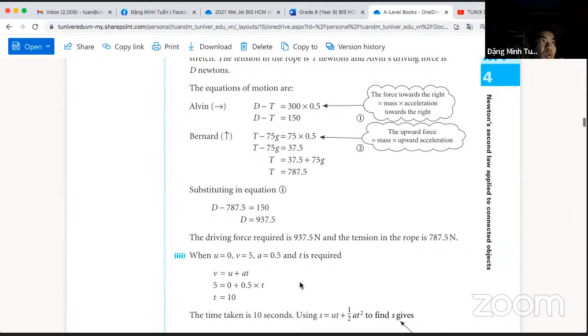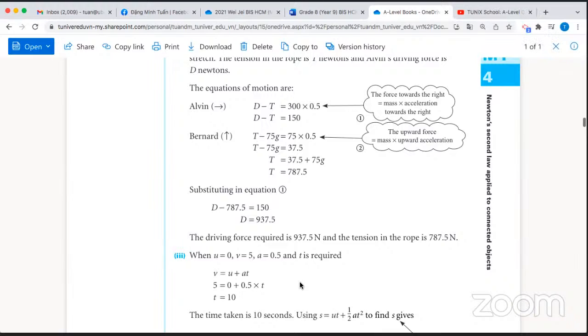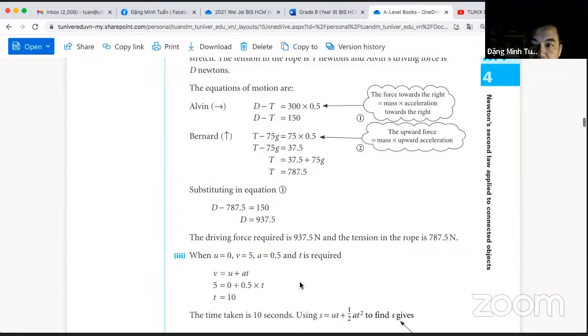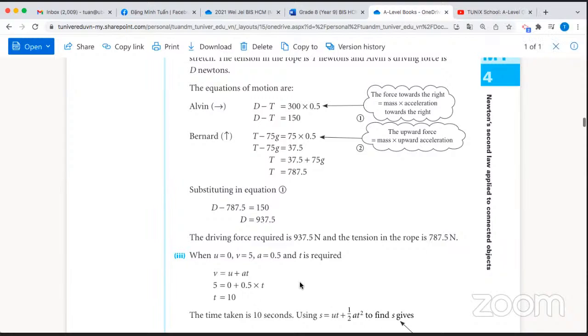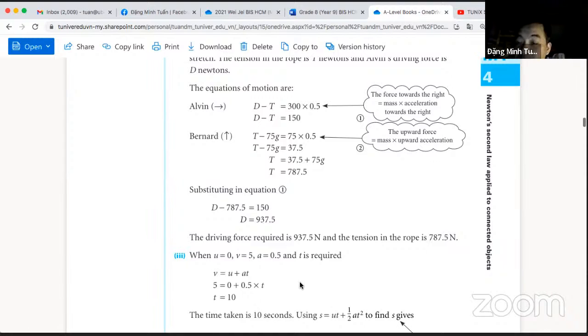When you want to calculate the forces, you can use the second law of Newton. If you want to find the relationship between the velocity, time, and distance, and so on, you must use the Suvat equations. By using the second law of Newton, if you're given the forces, you can find out the acceleration. And after that, next step, you know the acceleration, and combined with the Suvat equations, you can find out the distance, speed, and so on, step by step.